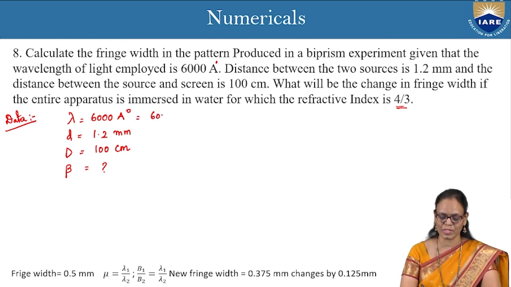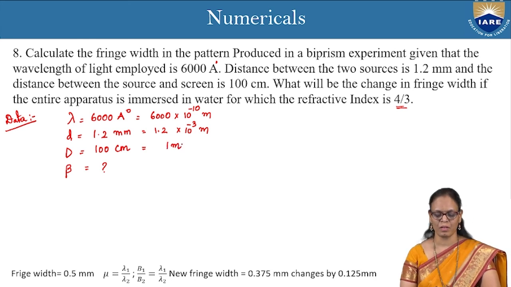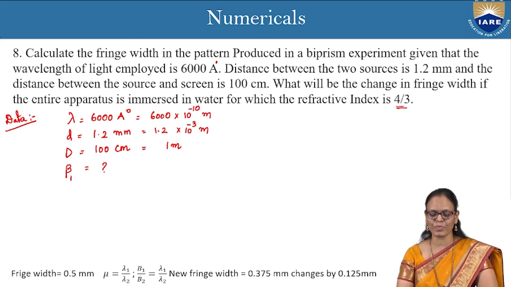So this is 6000 into 10 power minus 10 meter. This is 1.2 millimeter. So 1.2 into 10 power minus 3 meter. 100 centimeter is simply 1 meter. And I will call this as beta 1. This is beta 1 in air because we are going to find the fringe width in water also. So for the fringe width in water, we'll consider it as beta 2.